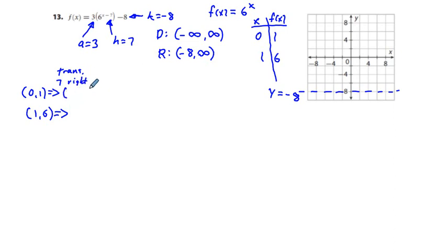So in order to do that, we're going to add 7 to the x value. So 0 plus 7 is 7. So we translated this 7 units to the right. And then 1 plus 7 is 8. Okay, the next thing we're going to do is translate by k, and k being -8, we're going to translate 8 units down. I'll just put translate 8 down, representing 8 units down.